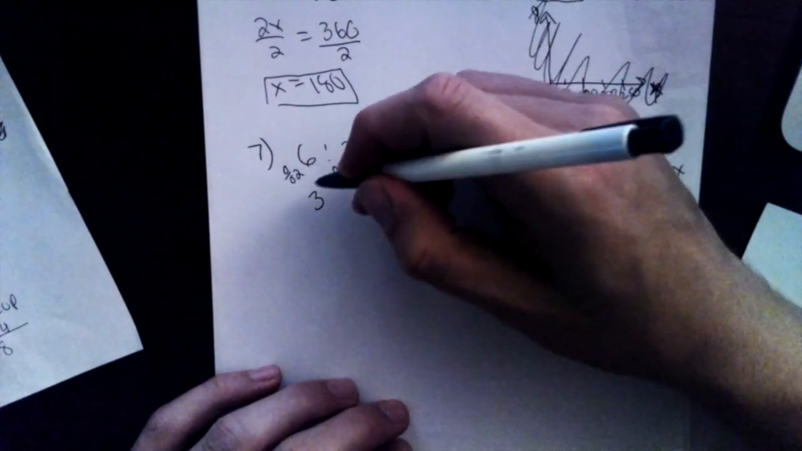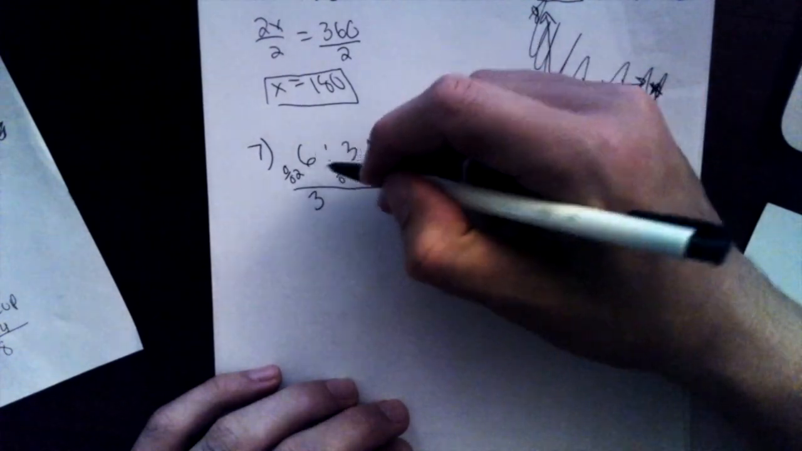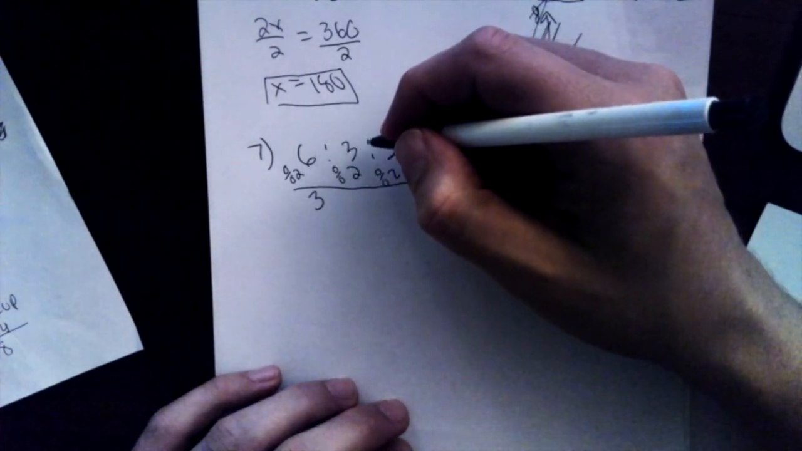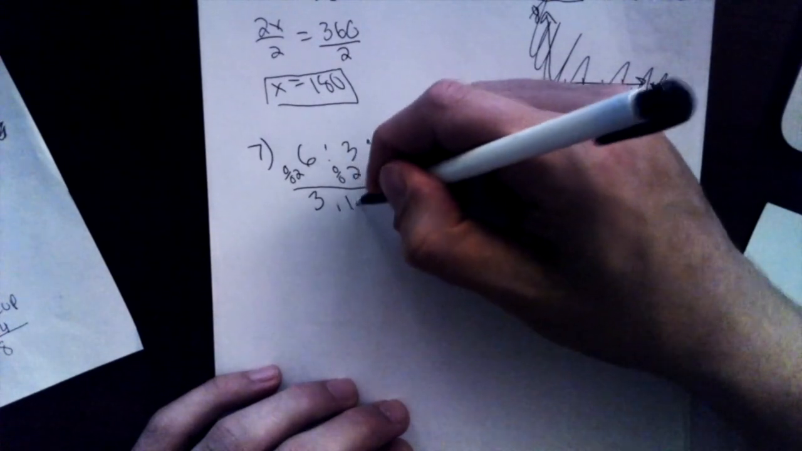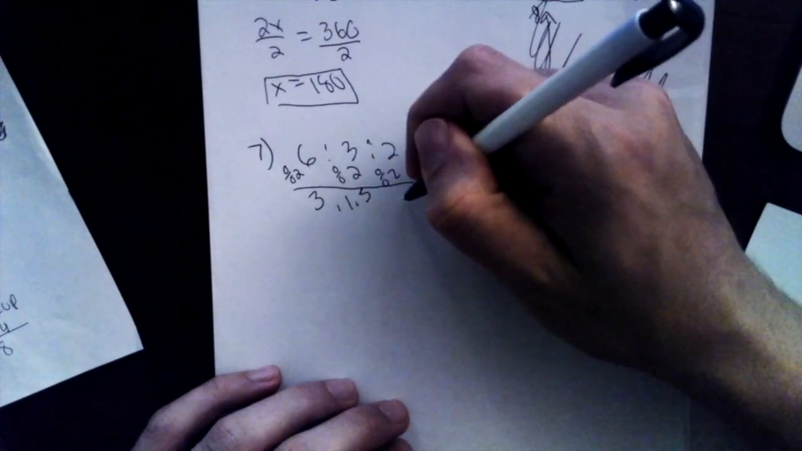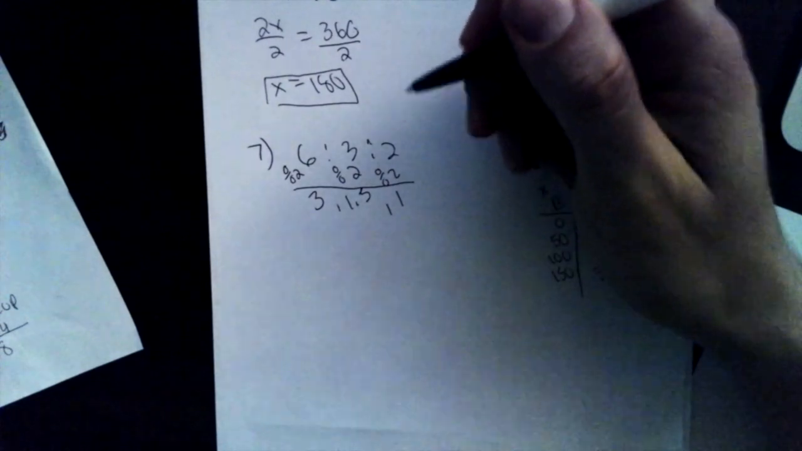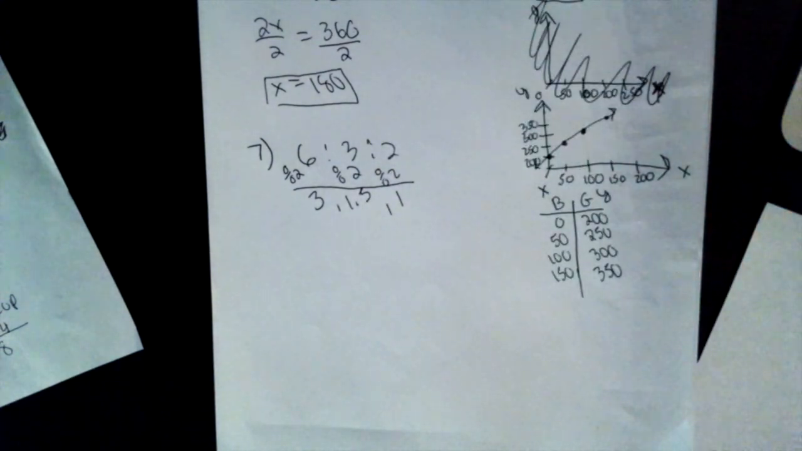Okay, so that means that we'll end up with 1.5 for flour and 1 for sugar. So this way our banana bread is going to taste okay by cutting the recipe in half. So that's a ratio.